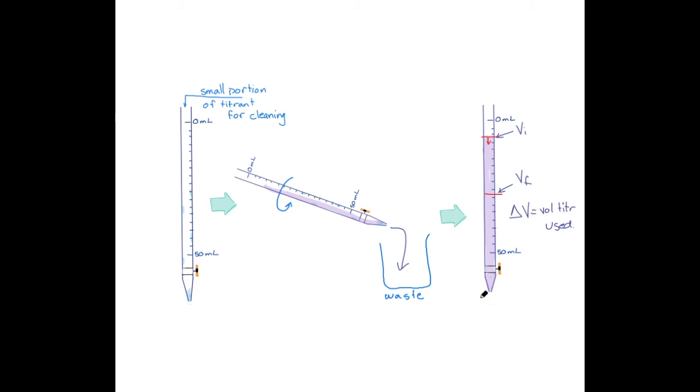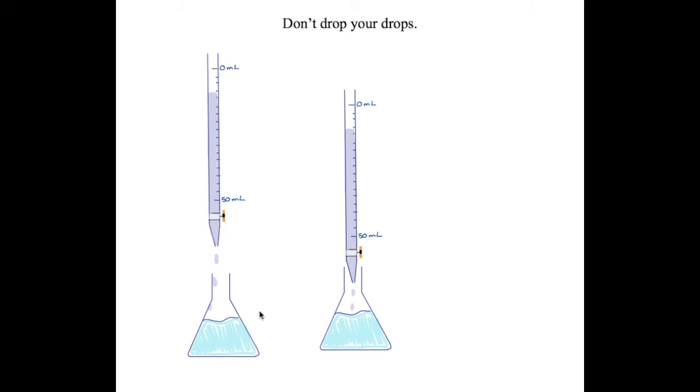You only want to have the liquid required to complete the titration, and in order for that to be the case, you need to start your titration with the tip of this burette completely filled and no air bubbles present. When you do your titration, what you want is your titrant that is leaving the burette to mix with your solution. You don't want it to go anywhere else.